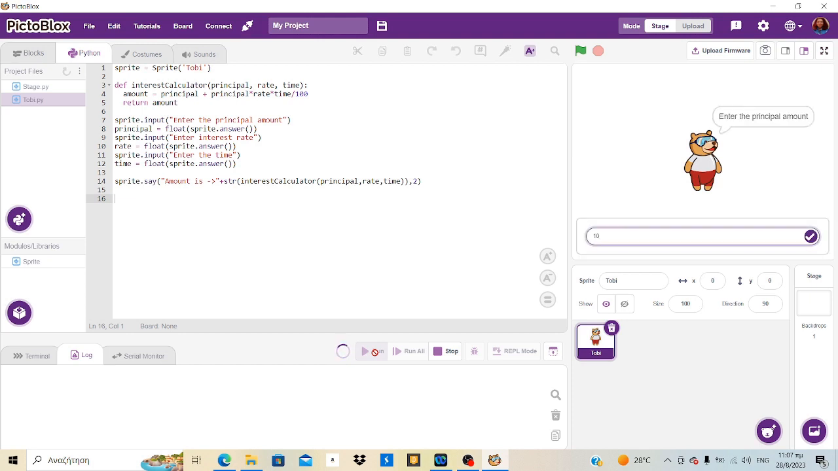Let's see. 10,000, 5 interest rate, and the time, it's about 10. So the amount is 15,000. So the calculator works, and it's very important to correct our mistakes.